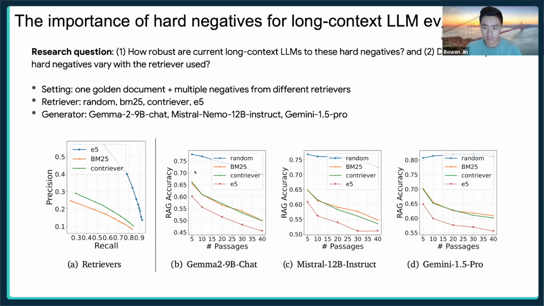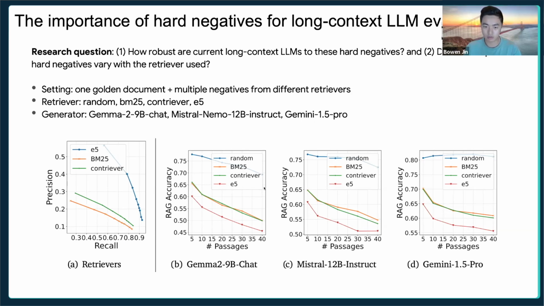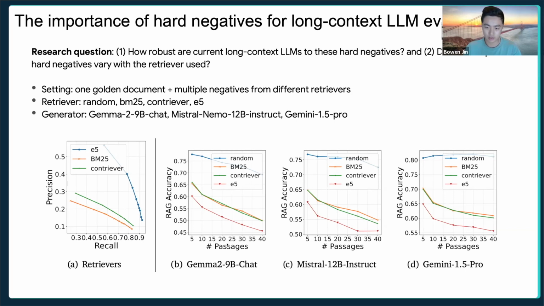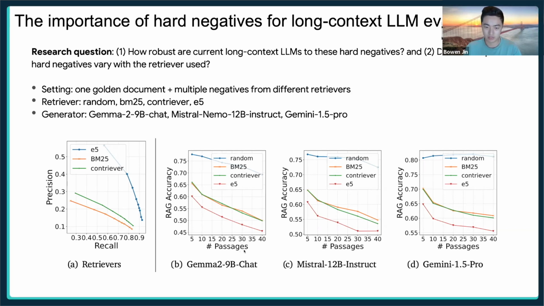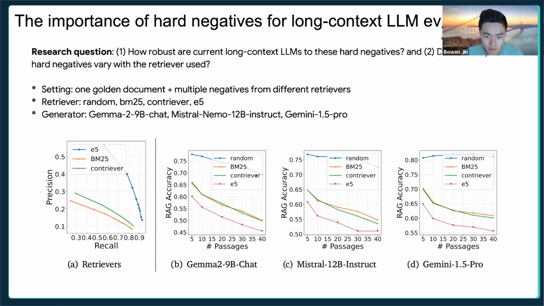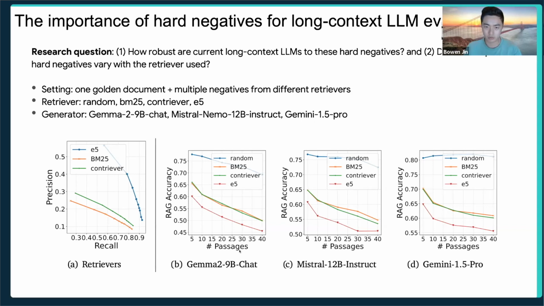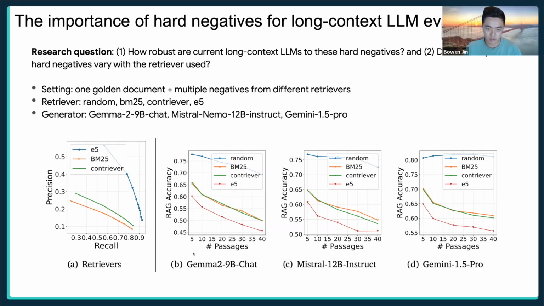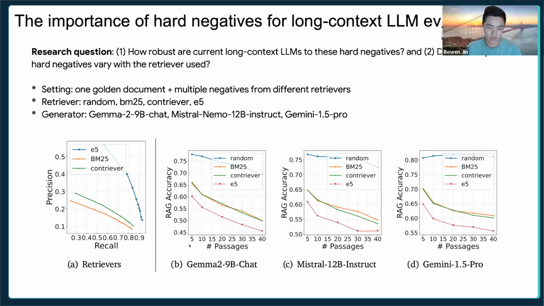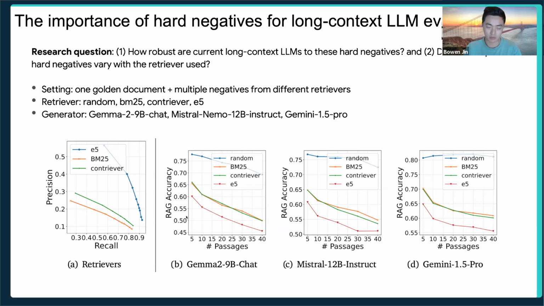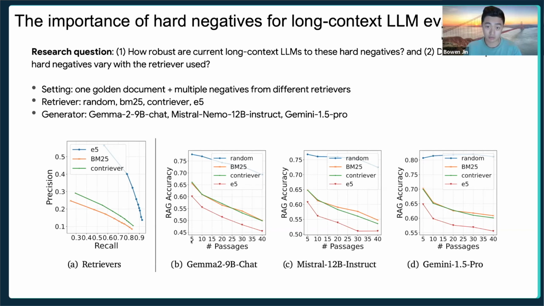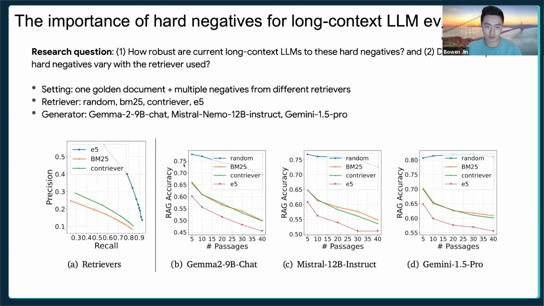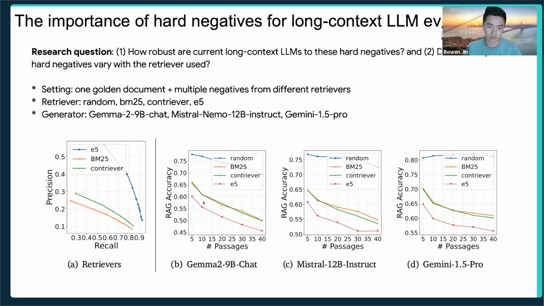Okay, then on the right three sub-figures, we would like to show how the different LLMs perform with the increased number of hard negatives, or misleading documents, in context. Each sub-figure corresponds to one large language model, and the x-axis corresponds to the number of passages. So if we have 5 passages, we will have one golden document plus 4 negatives retrieved by different retrievers. And the y-axis corresponds to the RAG accuracy, or the question answering accuracy.